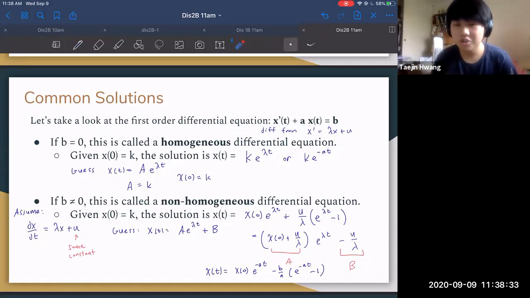And the only reason I used lambda and u is because there is some underlying connection between differential equations and eigenvalues, but we'll talk about that at a later time. So, all right. Do we have any other questions?